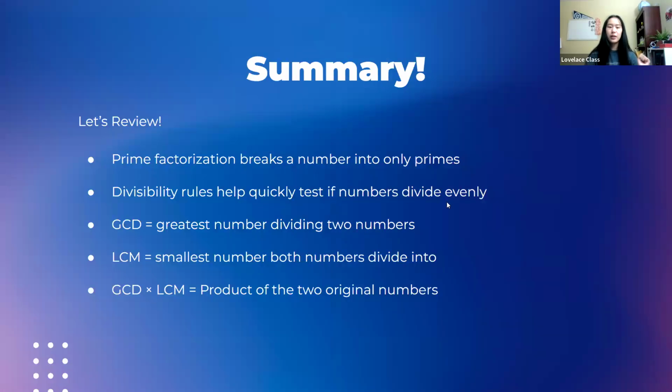For now, this is just a quick summary of what we learned today. In case you're super lost, these are 5 things that you want to know. Prime factorization breaks numbers into primes. Divisibility rules quickly test if numbers are divisible or divide evenly. GCD, the greatest number dividing the two numbers, greatest common divisor. LCM, the smallest number that both numbers are a factor of. And then GCD times LCM is the product of the two numbers. So that's the very quick summary of everything we covered today.